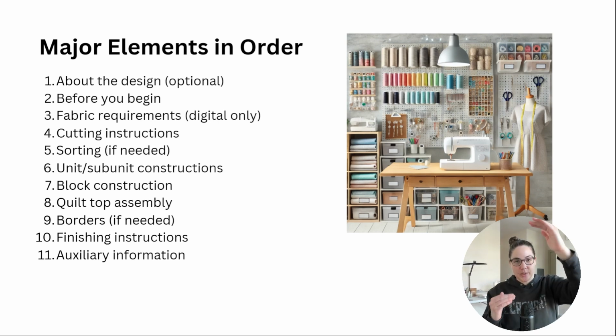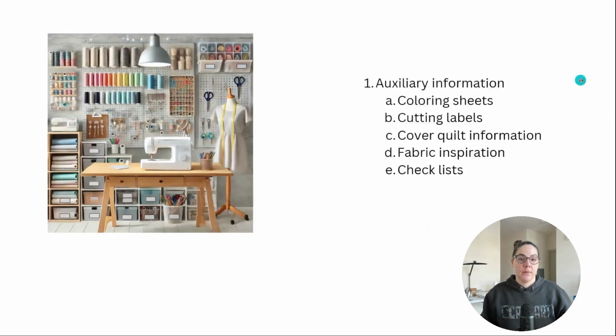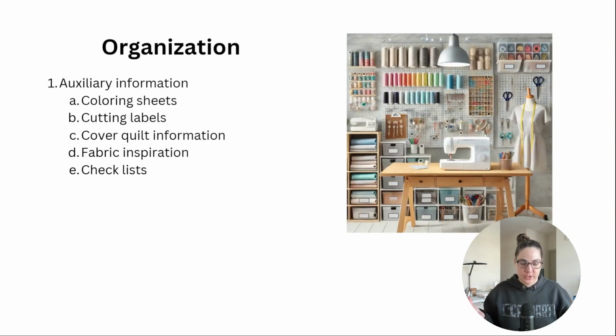The actual quilt assembly are things that every single person making this quilt needs to follow. The auxiliary information is helpful stuff. It's stuff that you might use, you might not use, but it's not critical for the quilt pattern. And so that kind of goes after all of the main critical instructions. Okay. Alrighty, let's talk about some of this auxiliary information that you might want to include.